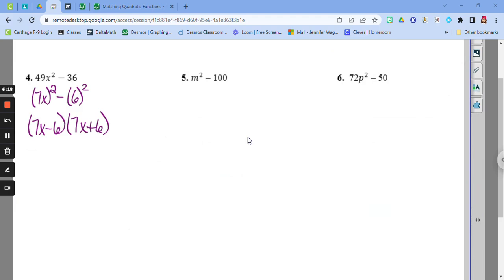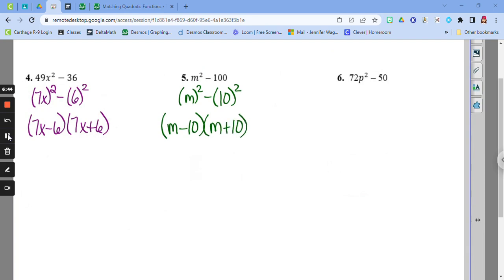See if you can come up with number 5. So what did you have? m squared minus 10 squared. Perfect. So that means m minus 10 and m plus 10.